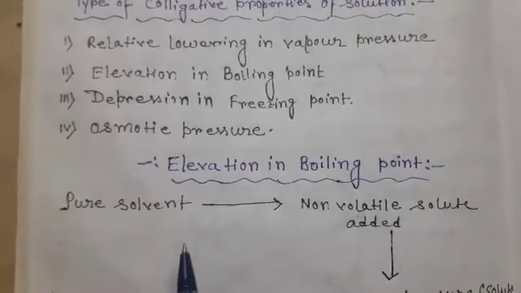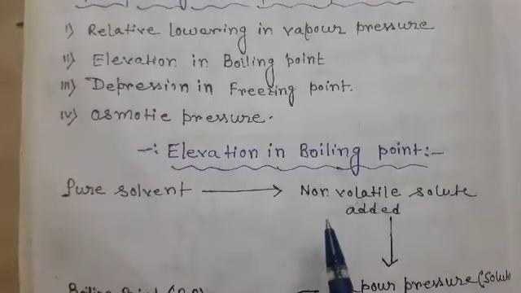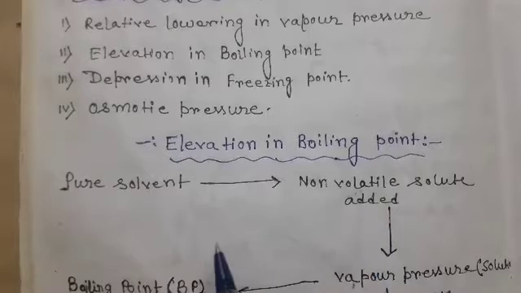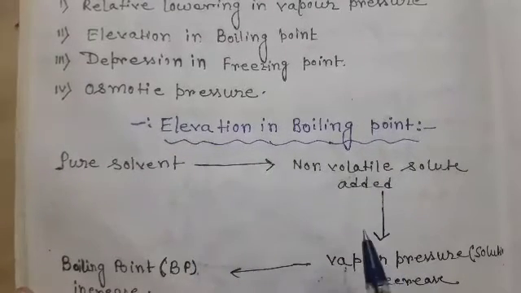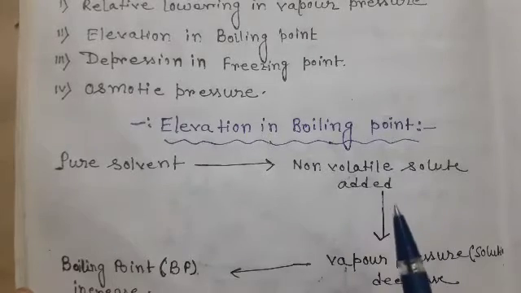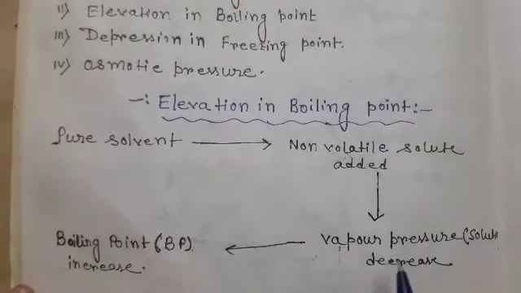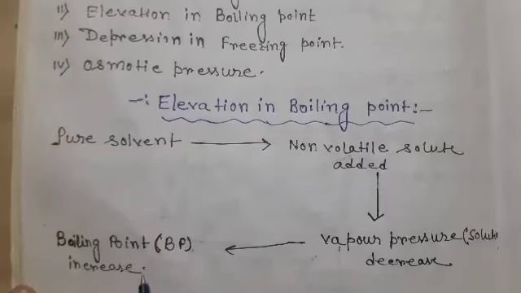Pure solvent has a specific vapor pressure. When we add a non-volatile solute into it, the vapor pressure of the solution decreases due to the presence of the non-volatile solute. Vapor pressure decreases, that is why the boiling point of the solution increases.